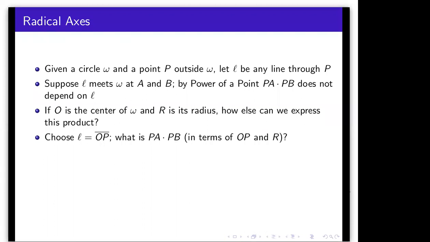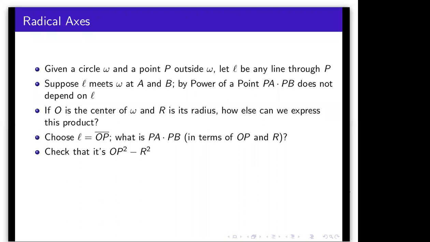So given this choice of L, what is PA times PB? You should be able to work out that it's equal to OP squared minus R squared. You can just do this because PA and PB are OP plus R and OP minus R in some order. So it works out to that.